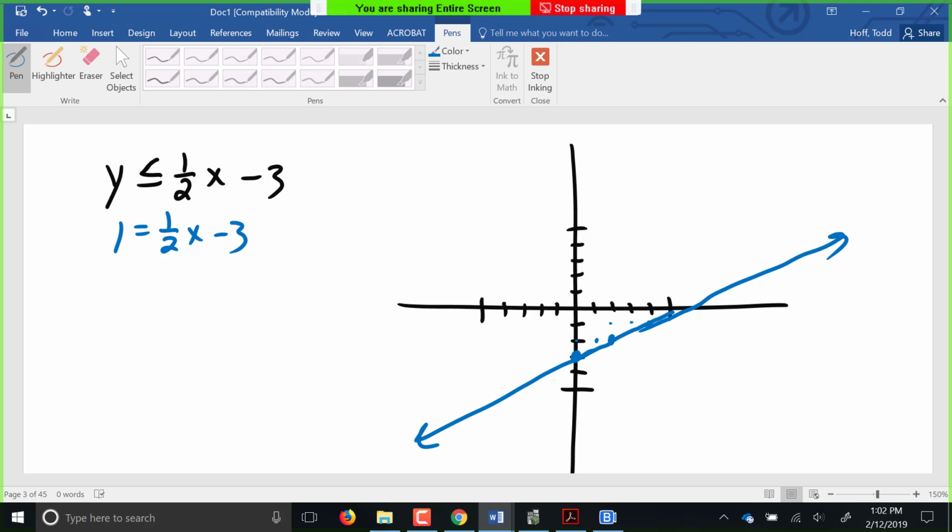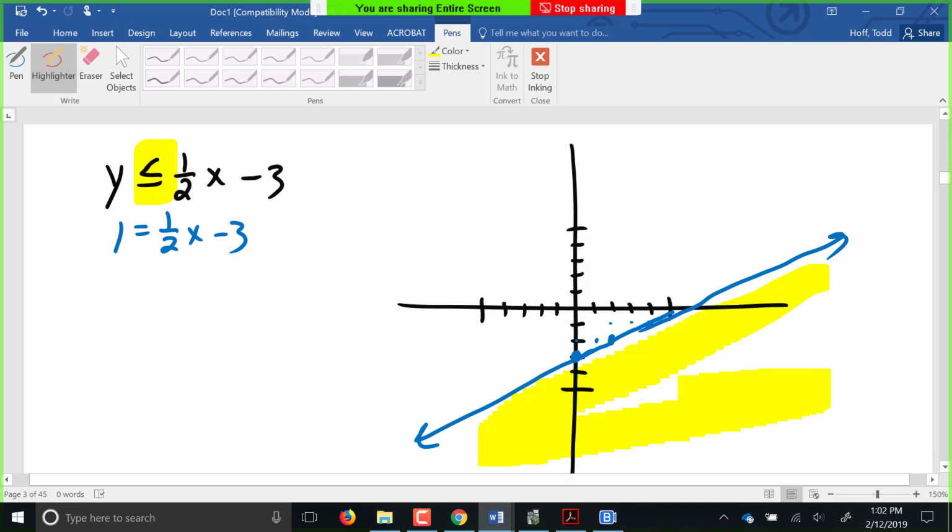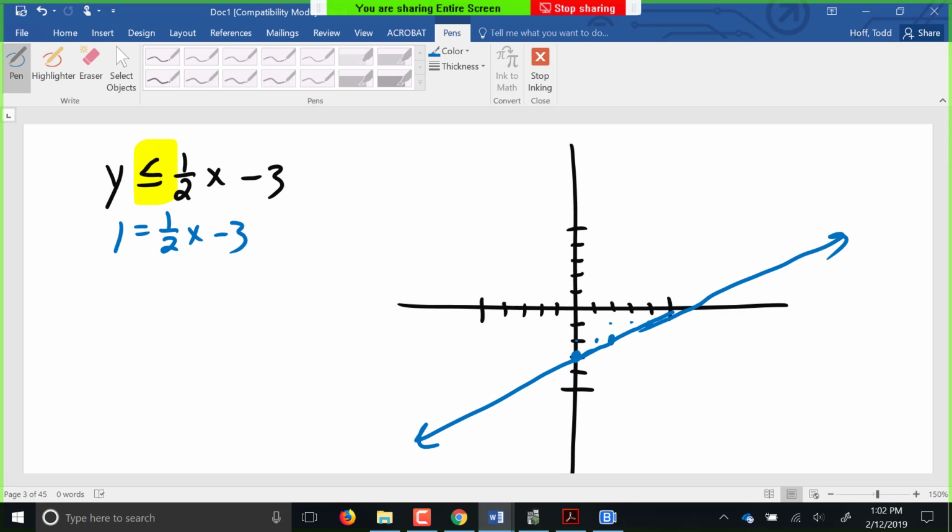To figure out which side to shade in, there are a couple of ways we can go about it. You might look at this and say, well, that is less than or equal to, so it's going to be the bottom. But we have to be very careful with that. There are times that that can be deceiving. That's actually going to be the right spot here, but we can't just assume that.